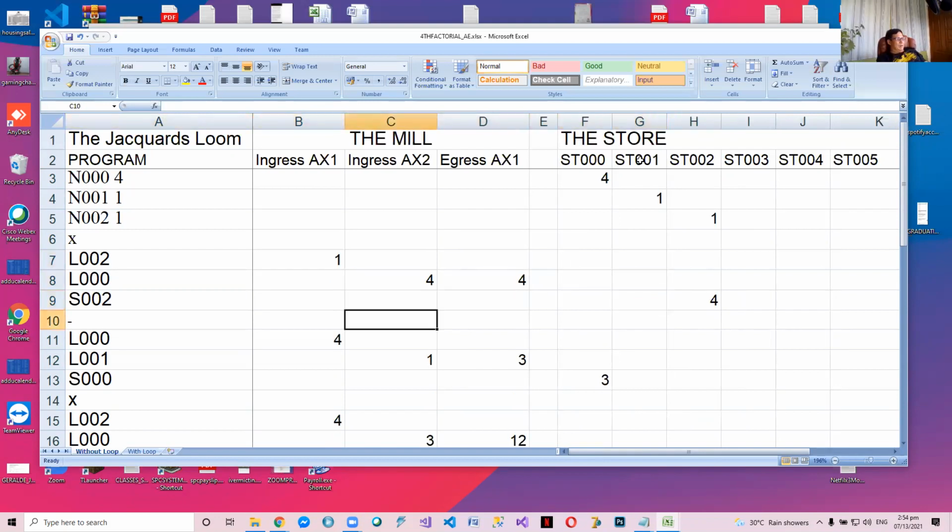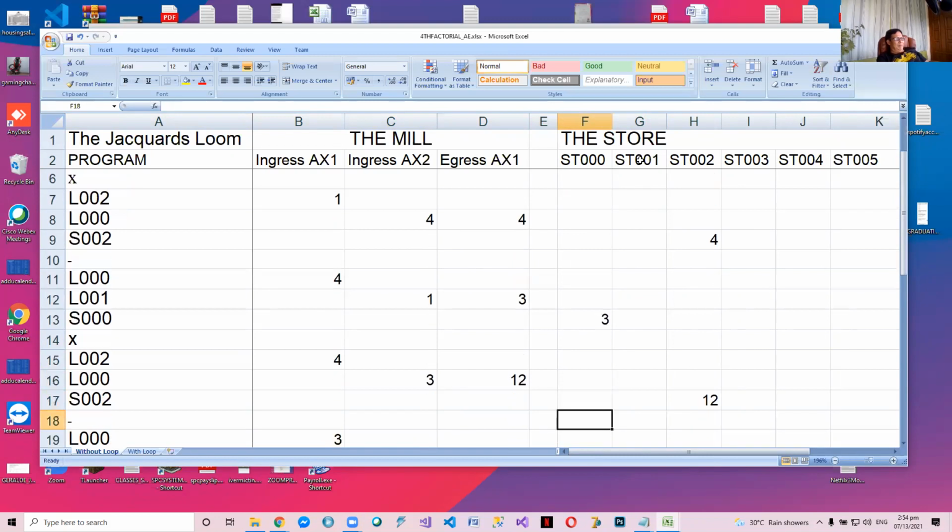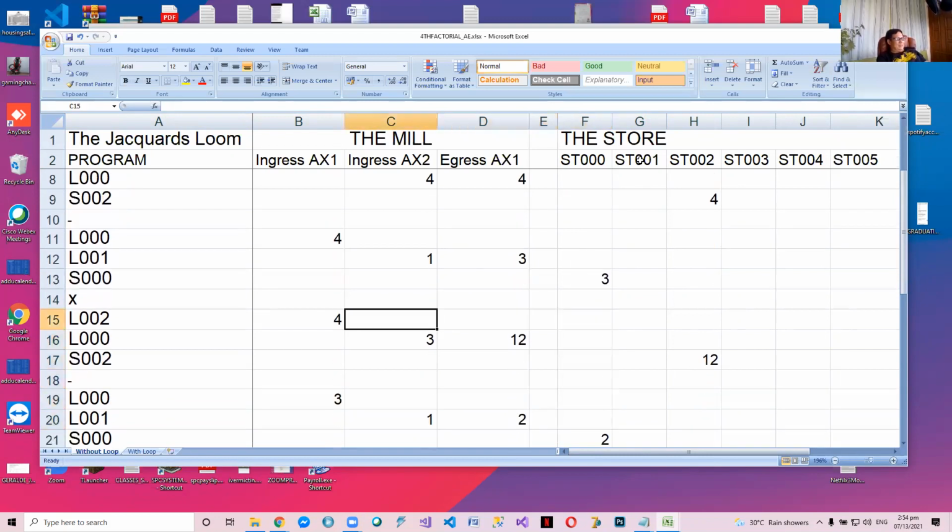Then compute the next multiplier. So 4 minus 1 is 3. So this is the next multiplier. Then next step, repeat, no? Times L002. What is L002 now? It's 4. Di ba? And then 0, 0 is 3. So the next partial product is 4 times 3, which is 12, and we store it to 002. The next partial product is 12. Do you follow?